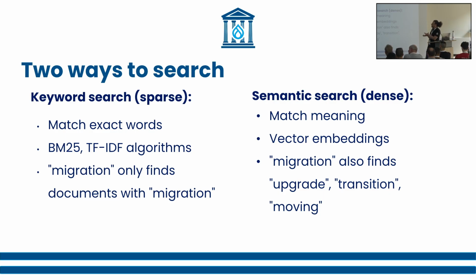When we search with keyword search, it's actually matching the exact word. So "migration" only finds documents with "migration", while in semantic search, if we search for migration, you can also find upgrade, transition, and moving. But they can work together. So let's see how the sparse vector works compared to the dense.